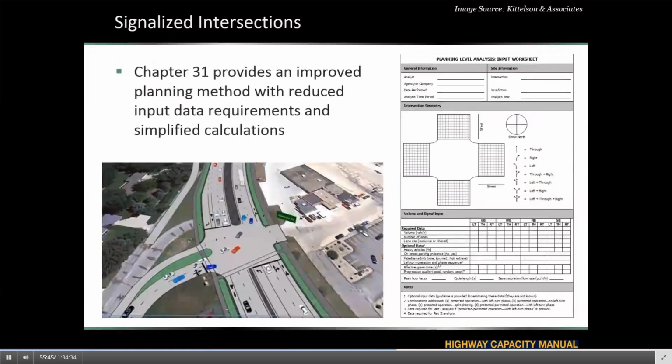Finally, on signalized intersection, the new planning method, similar to freeways, is provided now in Chapter 31, also in the Planning and Preliminary Engineering Applications Guide. That planning level has a simple analysis worksheet and is literally a back-of-the-envelope pen and paper and calculator computation, just as the freeway methodology is.